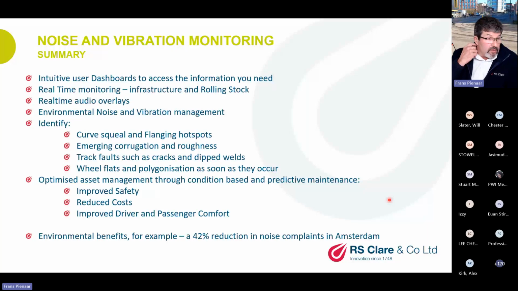And just as interest, all of this was implemented in Amsterdam, and since it's been implemented, they had about a 42% reduction in noise complaints from the people in Amsterdam.